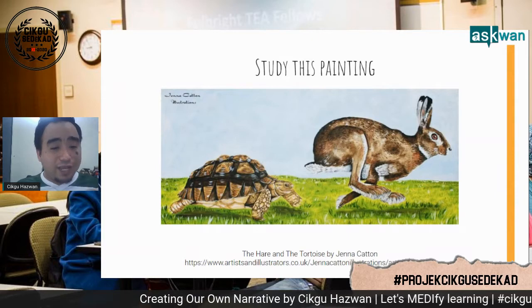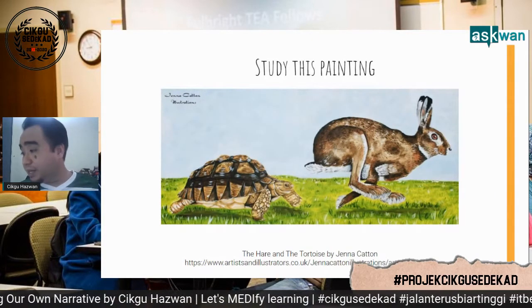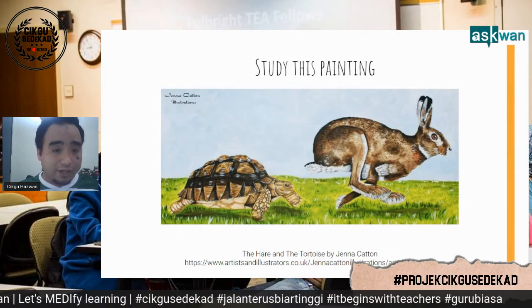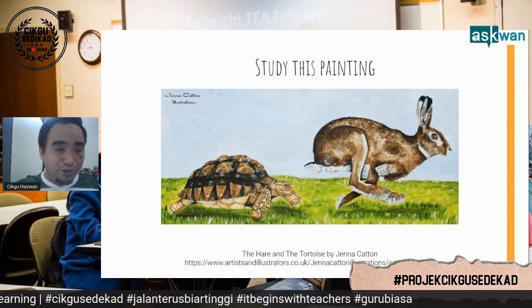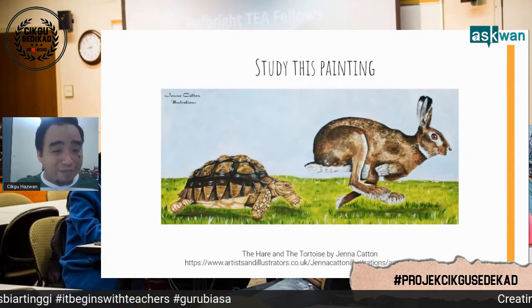So let's take a look at this painting. This is the painting by Jenna Catton, the hare and the tortoise. So you might know about this story, right? The hare and also the tortoise. It's not the rabbit and the tortoise.